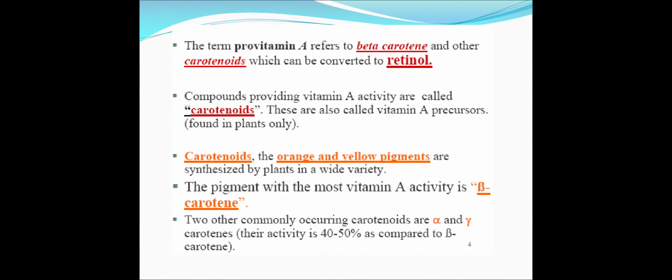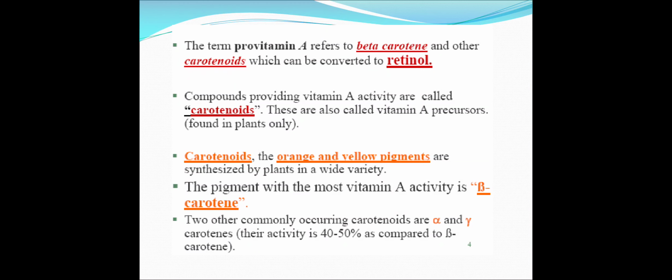The term provitamin A refers to beta carotene and other carotenoids which can be converted to retinol. Compounds providing vitamin A activity are called carotenoids. These are also called vitamin A precursors, found in plants only.